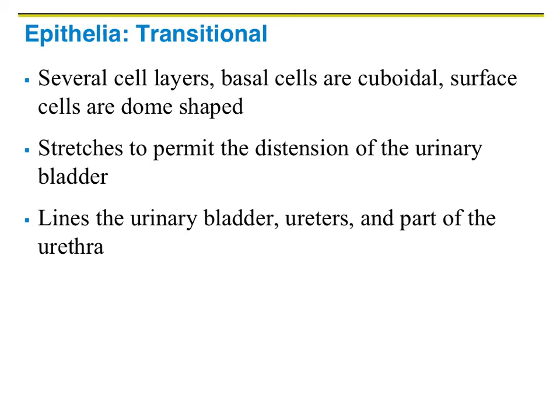Another type of epithelial tissue to examine is transitional. It is several cell layers thick, and usually at the basal layer, the cells are more cuboidal and sometimes columnar. At the apical surface, the cells become more dome-shaped. The function of transitional epithelial tissue is to provide stretch. So the location of this type of tissue is indicative of areas in the body where we need stretch.